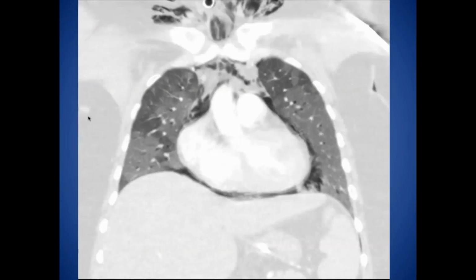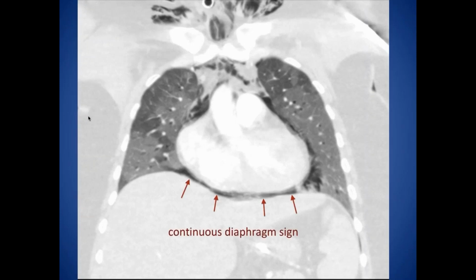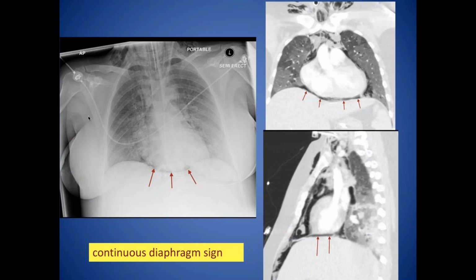Here's the CT of the same patient. They've also got some ground glass changes in the lung, which are due to generalized infiltration, probably as a prelude to ARDS. So this is the continuous diaphragm sign, very important.